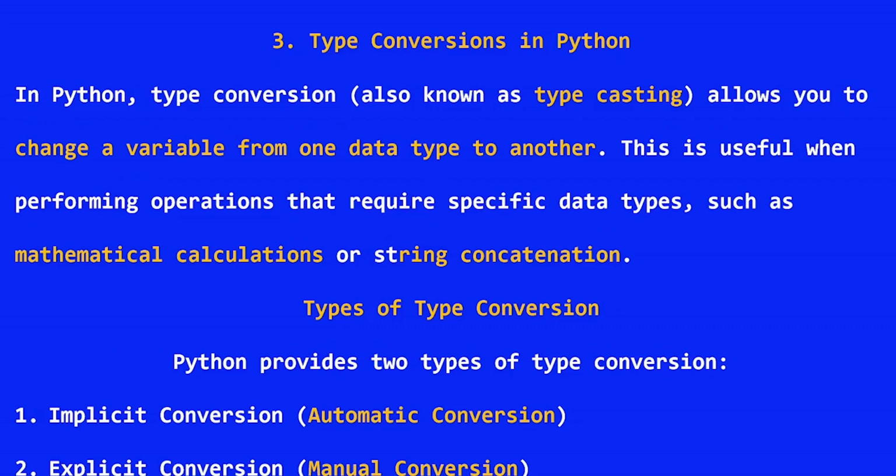Let us proceed. Now you have what you call type conversion. In Python, type conversion, also known as typecasting, allows you to change a variable from one data type to another. This is useful when performing operations that require specific data types, such as mathematical calculations or string concatenation. String concatenation is just combining 2 or more strings to form a meaningful text. And we have various types of type conversion in Python: implicit conversion, which is automatic conversion, and explicit conversion.